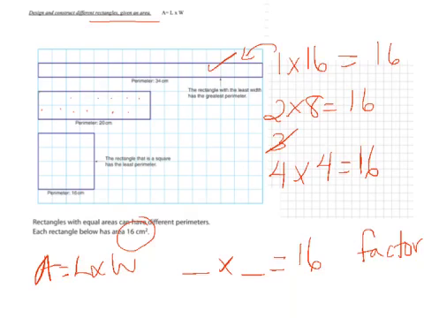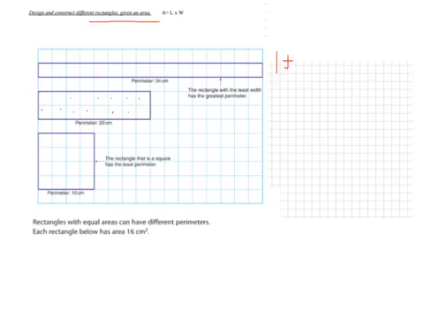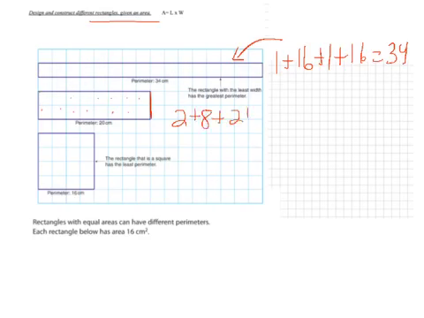At this point, let's take a look at the perimeter for each of these. Well, 1 plus 16 plus 1 plus 16 equals 34. So that's our perimeter for this one. Perimeter for this one, remember, was 2 by 8. So 2 plus 8 plus 2 plus 8, which gives us 20. So our perimeter for this one is 20.